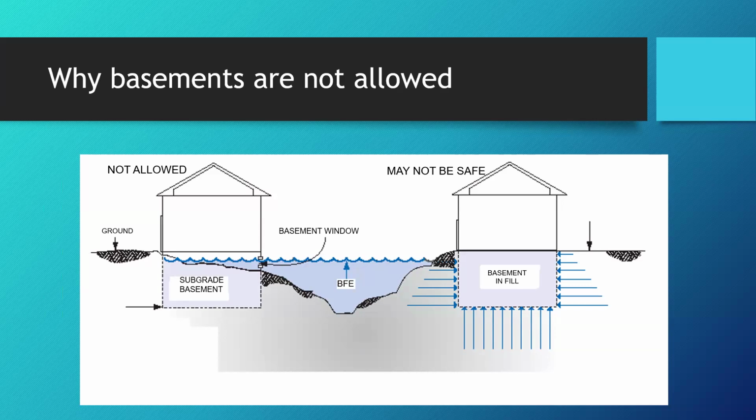And so FEMA doesn't want to provide assistance to communities that have allowed this type of construction because it costs a lot of money. Also, a basement window could be broken and filled in, and there are probably lots of weak and vulnerable points for a basement that's in a high-risk flood zone. And so that's why it's not allowed, and the lowest floor must be at least 1 foot above the base flood elevation.